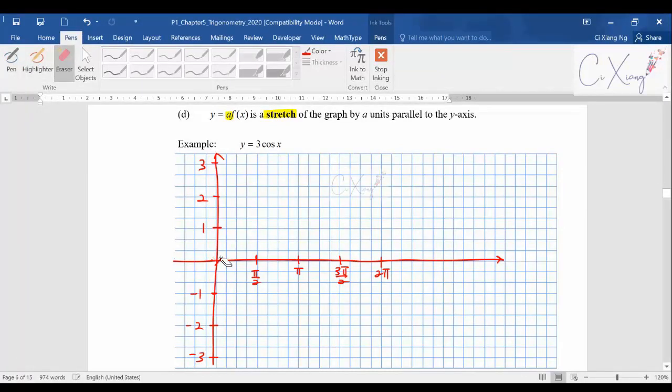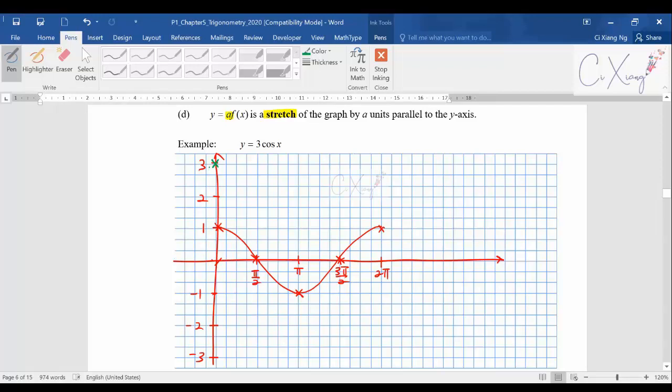Oh, sorry, they want the cos graph. So for the cos graph, the first point is here. Then this one, and then you have something like this. So this is my original graph. Now they want you to sketch a graph that multiplies 3 outside the cos x. That means the value of y, you need to multiply by 3 as well. So for this one, the original value of y is 1. When you multiply by 3, it will become 3. So your graph needs to plot at this point.